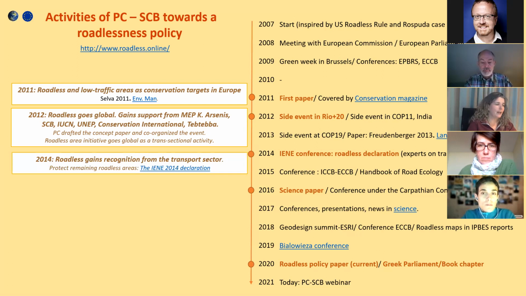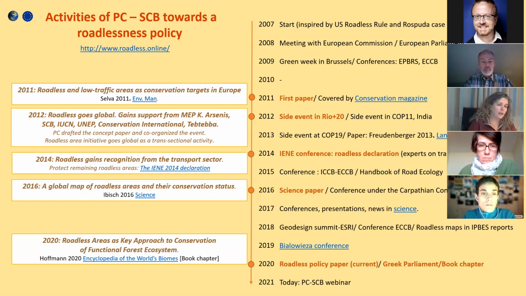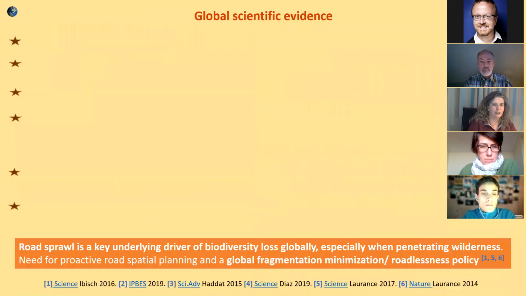Afterwards, the roadless initiative gained support even from the transport sector. We come to 2016, when we have the first global map of roadless areas of the world, and we count and evaluate the fragmentation problem globally. And today we come with two new papers, and also our roadless policy paper. And the problem of roadless areas is discussed also in the Greek Parliament, about excluding wind farm investments and maintaining large roadless areas.